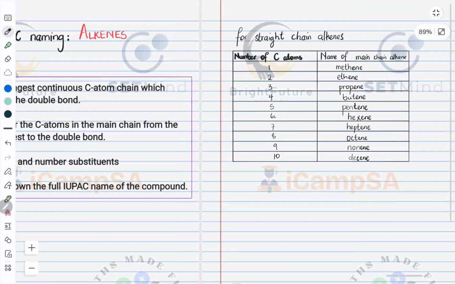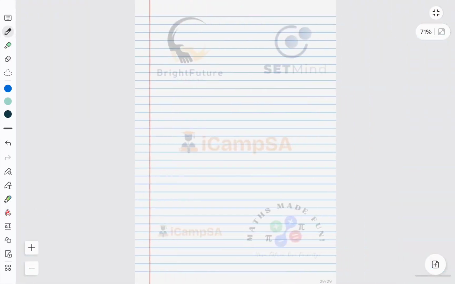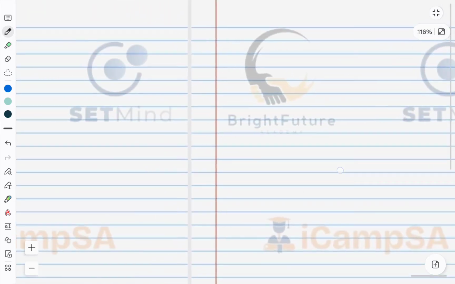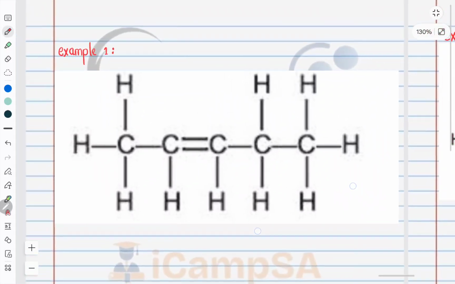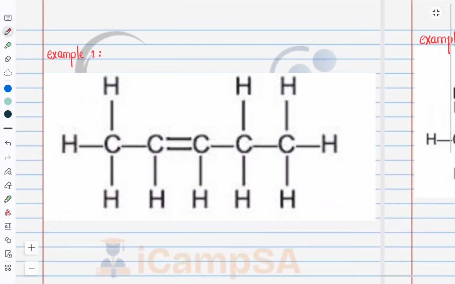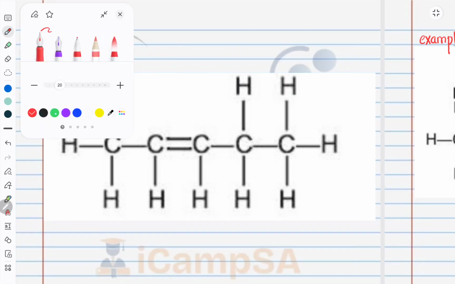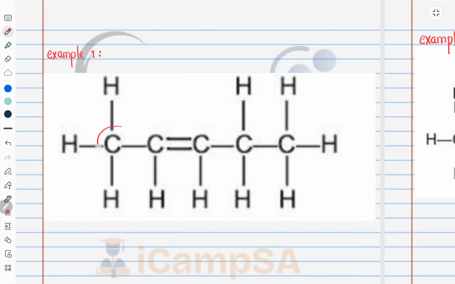So let's see how it looks when we follow the rules. Here's an example. Example 1, we have this particular alkene. As you can see, there's a double bond somewhere in between those carbon atoms. And now we must find the name of this one. Remember, our rule says first things first, you identify the longest continuous carbon chain. For this one, it's quite clear. It's just this whole thing.